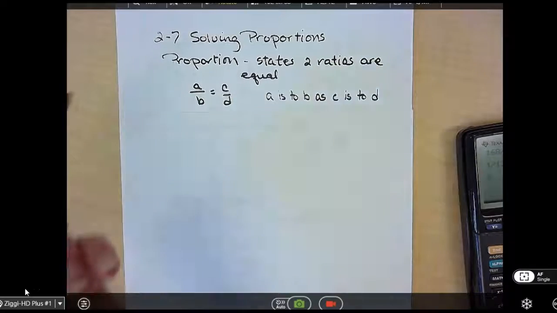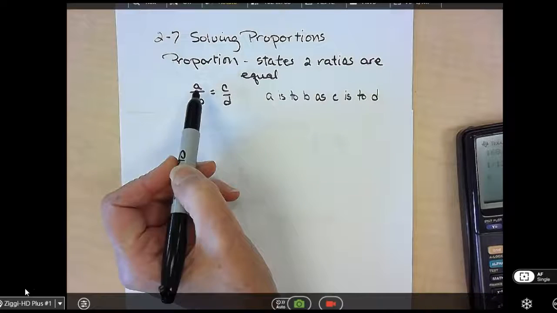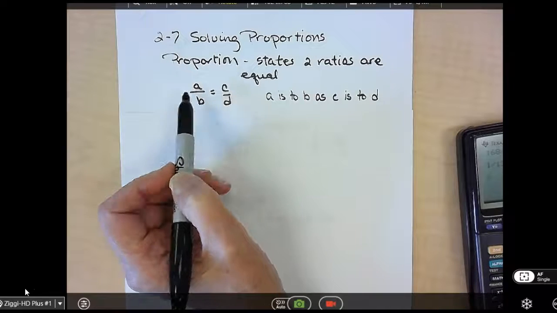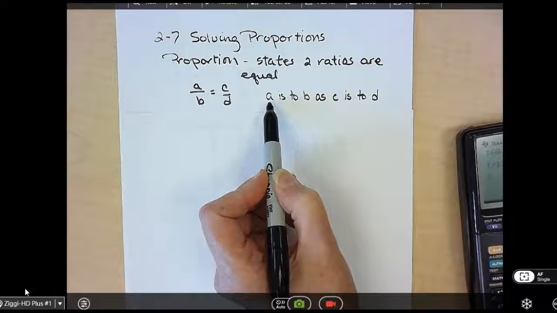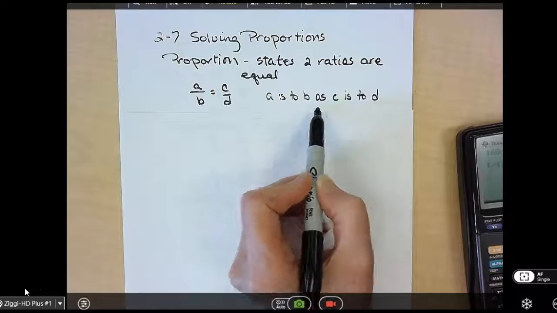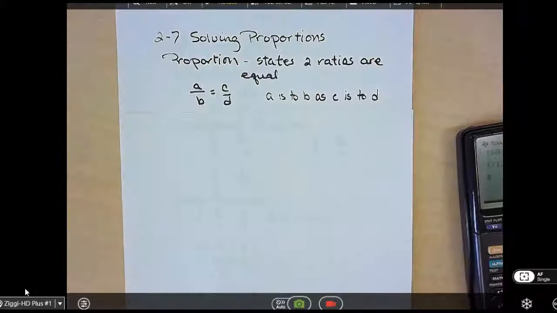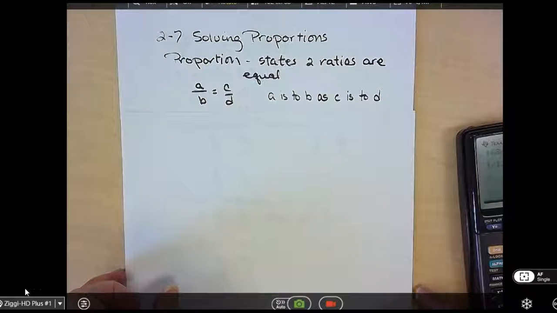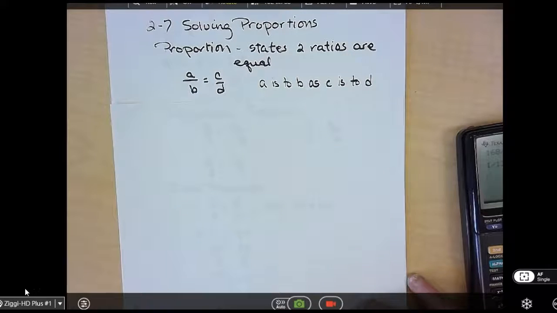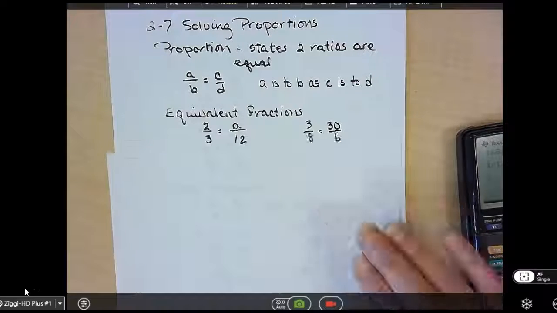So you can have A over B equals C over D. Those are two fractions that are equal. You can also read that as A is to B as C is to D. Sometimes in our end of the year statewide testing, they'll word it in that configuration: A is to B as C is to D. So with these equal proportions, equal fractions, you can look at it as equivalent fractions.